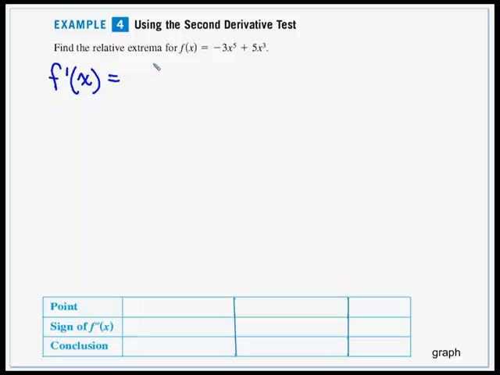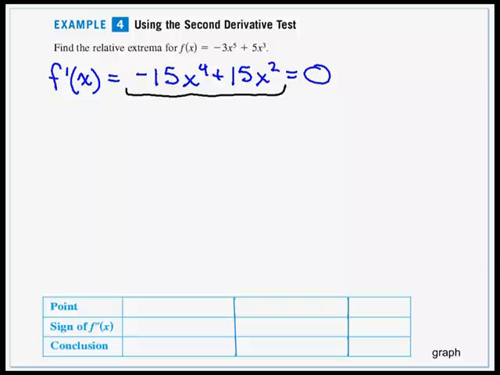So 3 times negative, or negative 3 times 5 is negative 15, x to 1 power lower. 3 times 5 is 15, x to 1 power lower. And we want to set that equal to 0. Well, now on the left we can factor. And when I look at that, I like the 15. And we got a couple x's we can pull out. And I'm going to pull the negative out also.